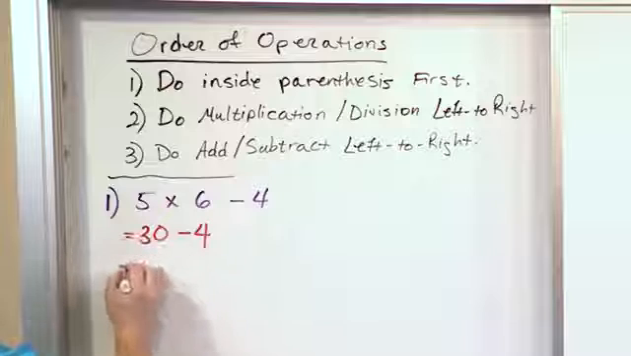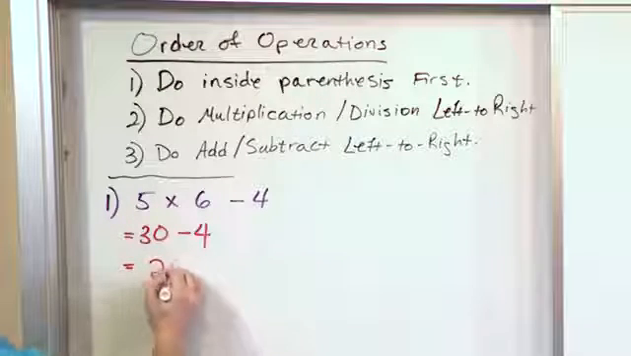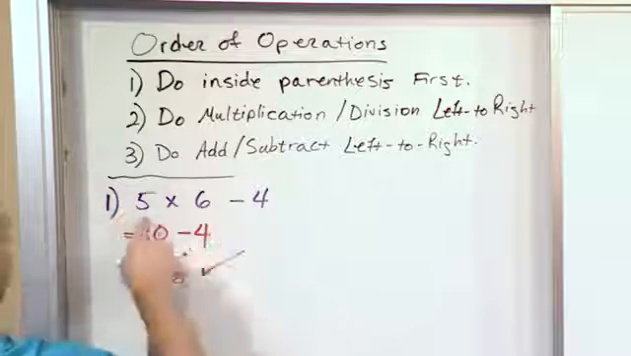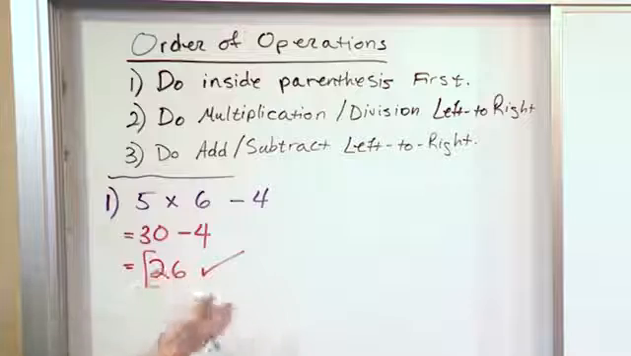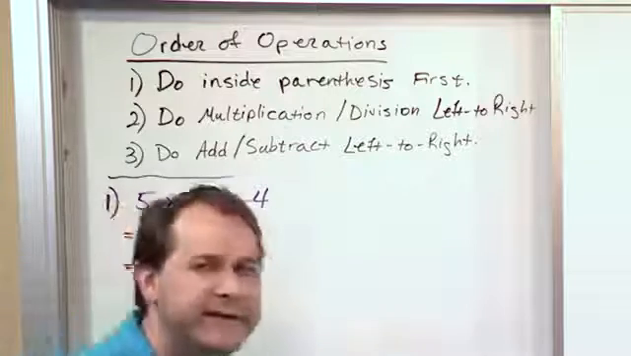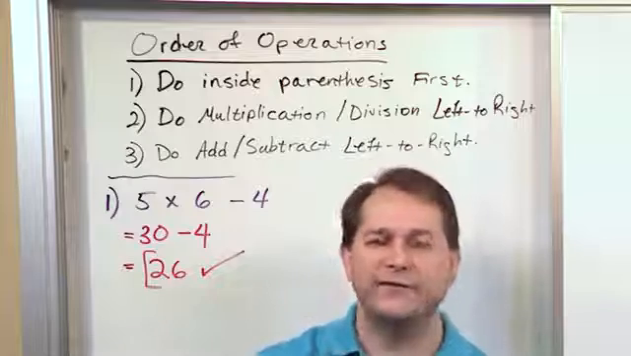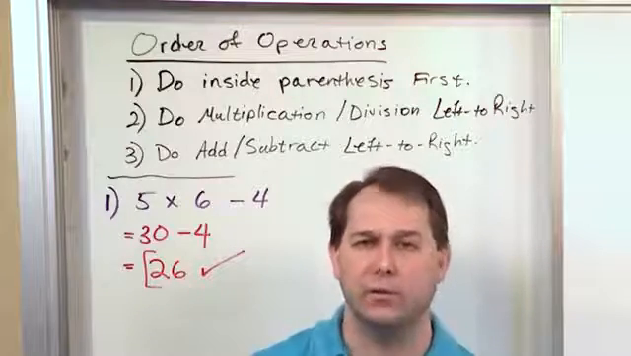So the answer here, 30 minus 4, is 26. And this is what you would circle on your test. This guy is the correct answer. If you put this in a calculator or a computer, or doing it by hand as we've done here, 26 is the correct answer. Now, I want to show you how a lot of students get into trouble if you don't follow order of operations.